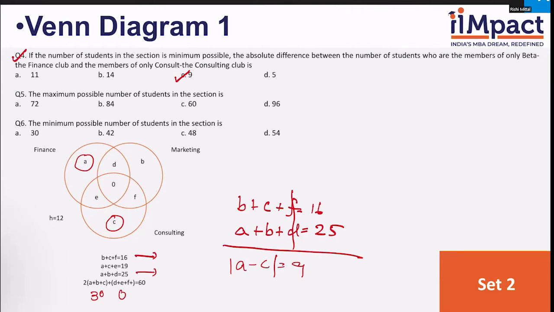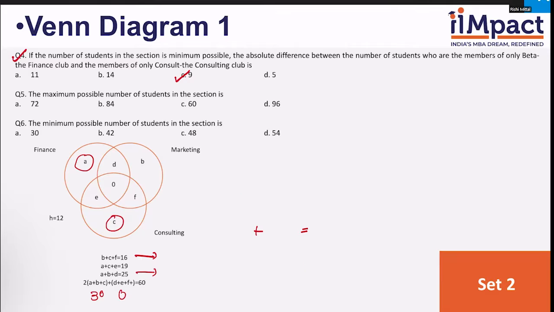Okay. All right. Next question. Maximum possible number of students in the section is what? We've already discussed this. Very straightforward. For maximum, I have to take A plus B plus C as 0. So D plus E plus F becomes 60. But don't fall for that trap. Don't forget the H. Guys, that H is the cause of half of you losing marks because you forget that there is an H outside. Right? So the number of students will be 60, which is D plus E plus F, plus 12, which is 72.